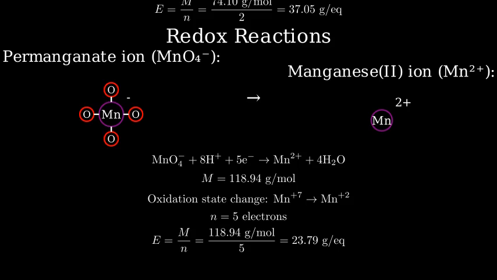Let's summarize the general steps to find equivalent mass. First, write the reaction and identify the reactive unit: hydrogen ions, hydroxide ions, or electrons. Second, compute the molar mass m of the substance. Third, determine n, the number of units transferred per formula unit. Finally, calculate E equals m divided by n.